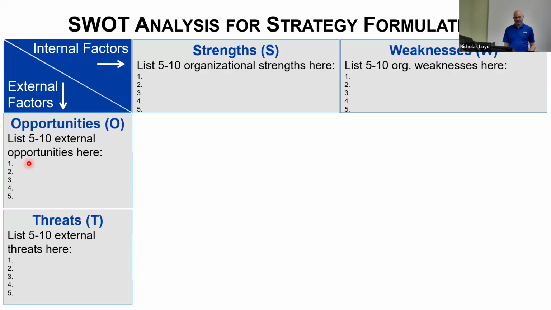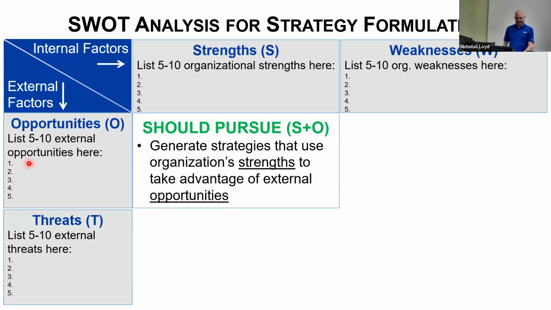Then you can start to use that to generate strategies. I've listed my strengths, my weaknesses, opportunities, and threats. That's descriptive. Okay, you have them. But then what do you do with it? You can start to generate strategies, okay? If I have something that's both a strength that matches up with an opportunity, then those are things we should pursue.